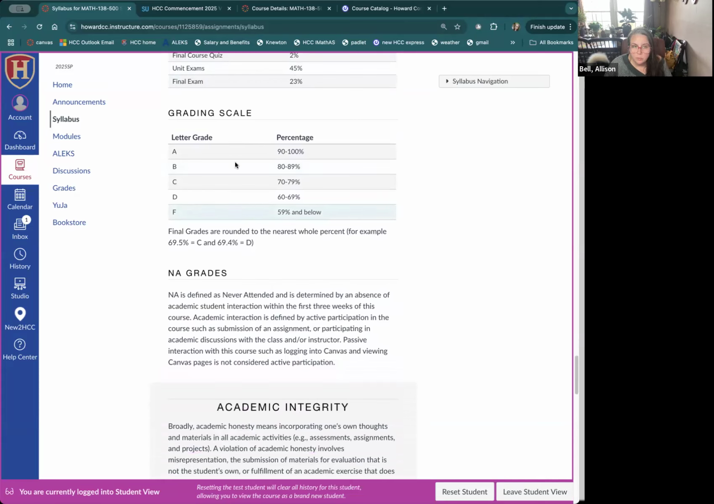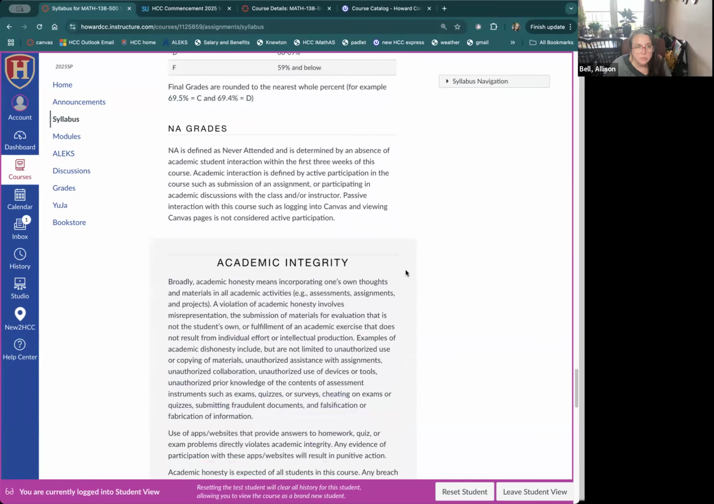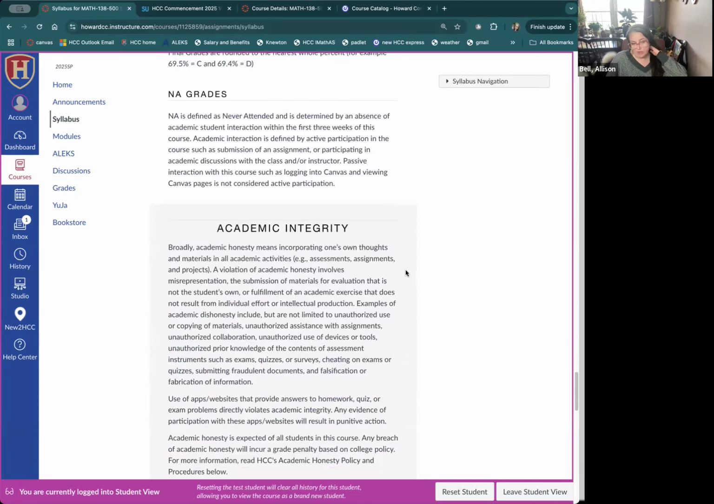I don't think this is really important. We have a traditional lettering system. The real important thing is down here at the end of the semester. If your grade is a 69.5, it is a C. You do not have to send me a message. I do round up, okay? NA grades, I will only send you a message if that applies to you.